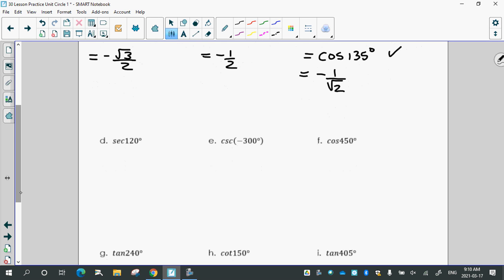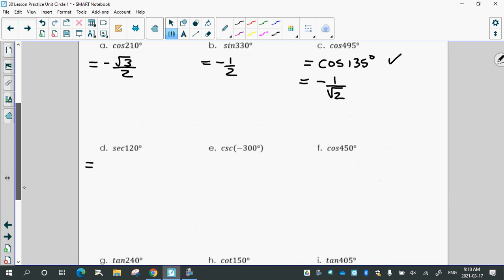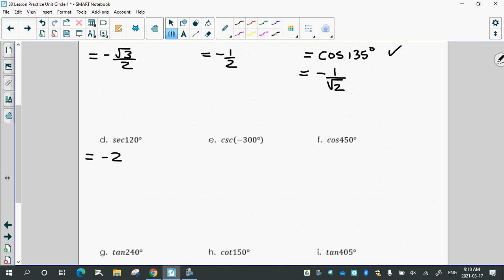Sec of 120. Sec is related to cos, so I should be looking at the x value, but I should be flipping it upside down. So I'm going to go look at 120. The x value is negative 1/2. If I flip that upside down, I get negative 2 over 1, which is just negative 2. And remember, if I want to check that, I would do 1 divided by the cos of 120, and it should say negative 2, and it does.